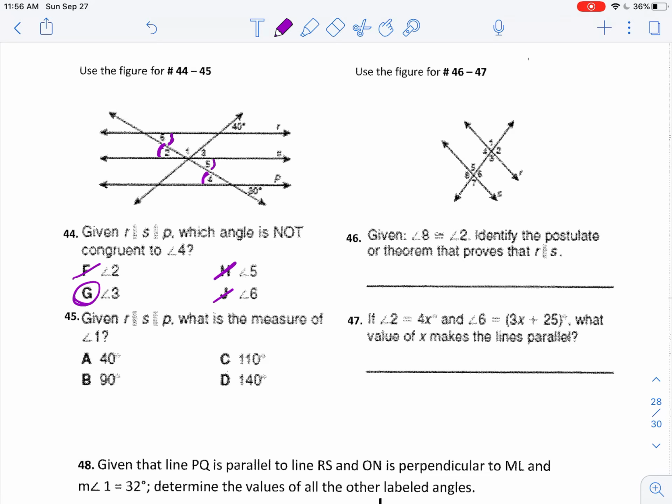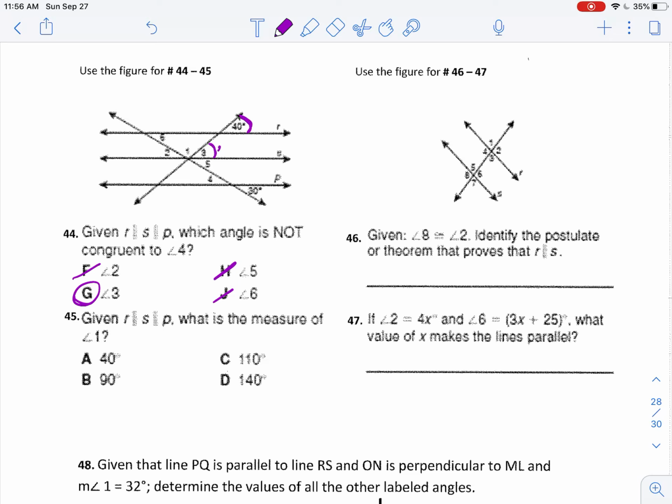And that is true because there's not a relationship with 3 and 4. In 45, given R is parallel to S is parallel to P, what is the measure of angle 1? Okay, so let me clean this up. And what do we know? What is the measure of angle 1?